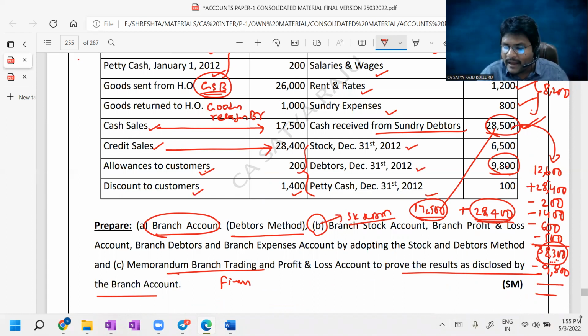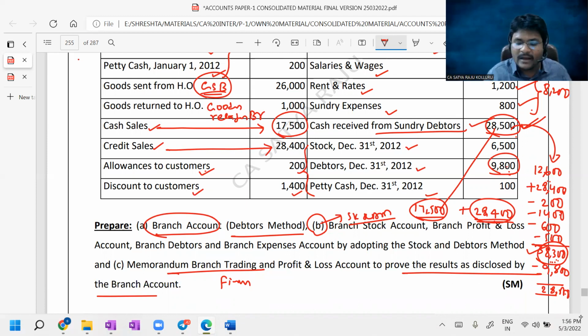Sir, the closing I got is 38,300, but the actual given closing debtors is 9,800. The difference is how much? 38,300 minus 9,800, which is 28,500, which is the cash collected from the debtors, which is directly given. No need to work it out, but still I explained it in this problem. That means the total cash balance available with the branch before sending cash to the head office is cash sales of 17,500 plus cash collected from the debtors 28,500.